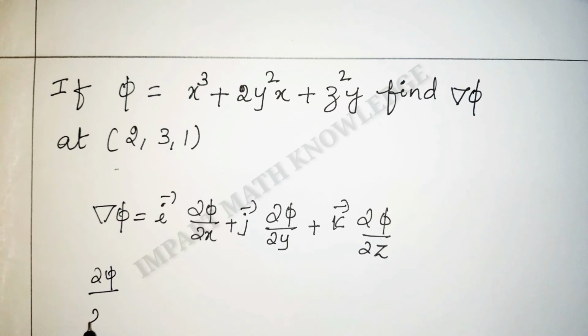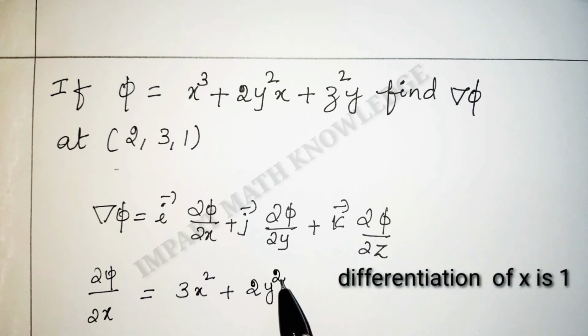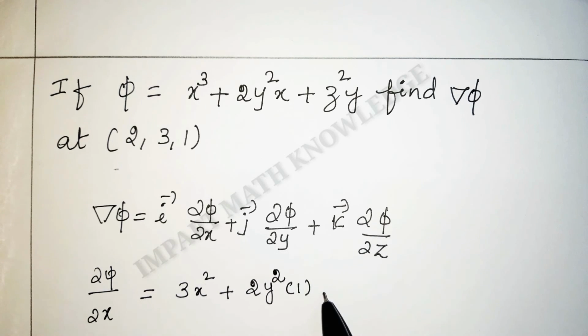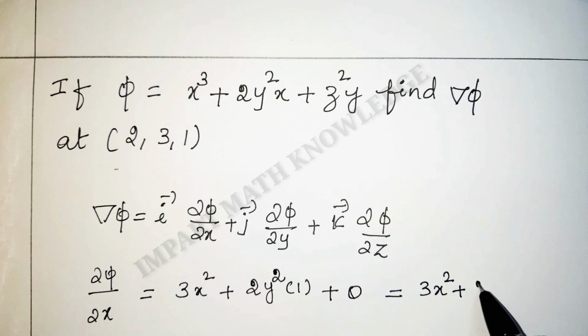Dou phi by dou x is equal to, differentiate phi partially with respect to x. Other than x term is a constant term. So if you differentiate x cube, you will get 3x square plus 2 into y square. 2 and y is a constant term, so you write as it is. Differentiation of x square is 1 plus z square and y square is a constant term, so 0. So dou phi by dou x is 3x square plus 2y square.